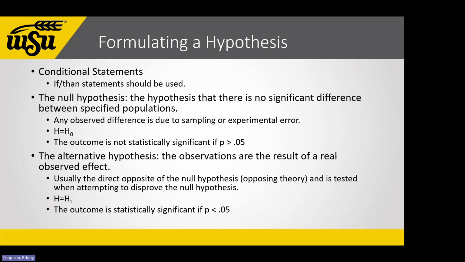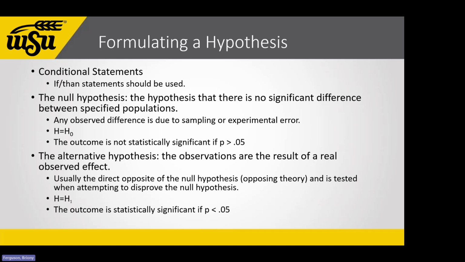So when you're formulating a hypothesis, you need to use conditional statements. These are going to be if-then statements. So if this, then this. There's also something called a null hypothesis, and this is the hypothesis that there is no significant difference between specified populations, and that any observed difference is due to sampling or experimental error. Basically, that the outcome is not statistically significant.